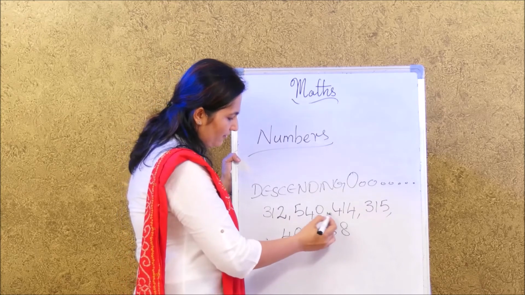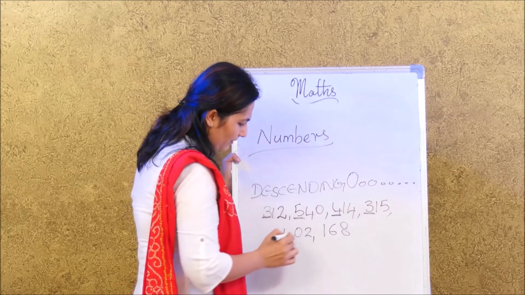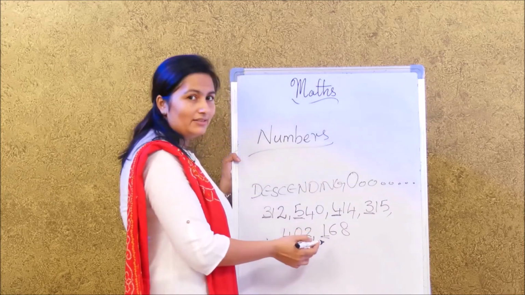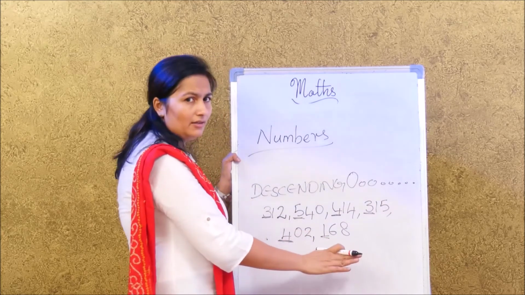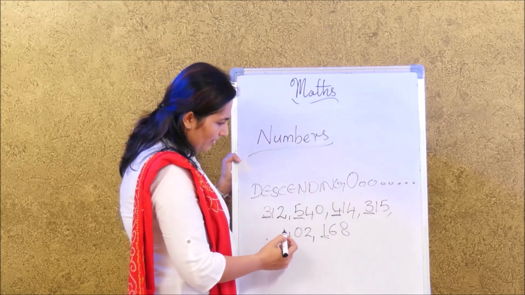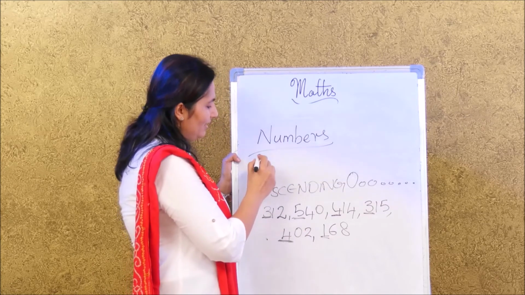3, 5, this is 3, this is 5, this is 4, 3, 4 and 1. Oh, we got the answer. So, this will be the smallest. Okay? So, we will keep it like that. And then we got the highest.